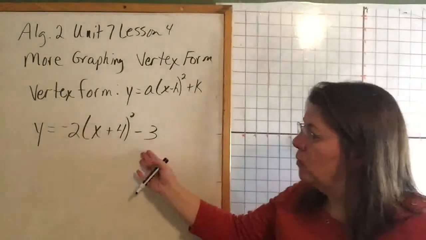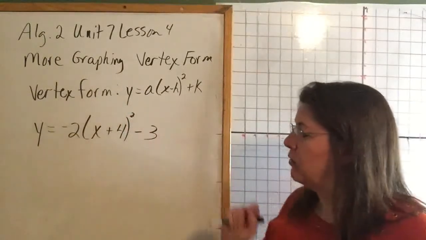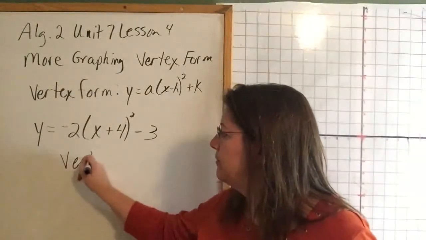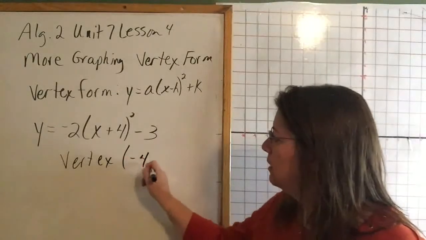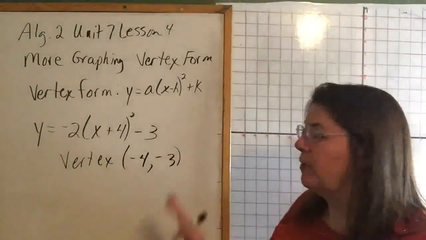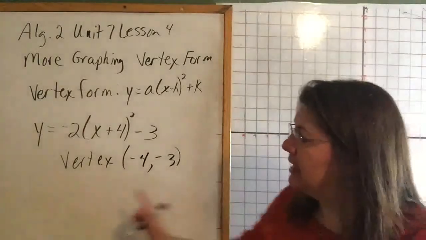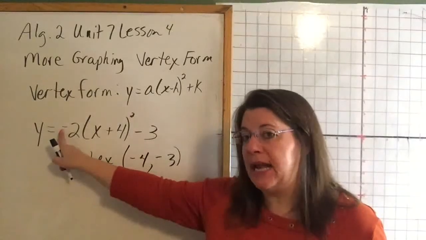So in this one, we have y equals -2 times x plus 4 squared minus 3. So in this one, I know that my vertex is going to be -4, -3. So from the origin, I will go left 4, down 3 to get my vertex. And then I know since this is a negative, it's going to open down.